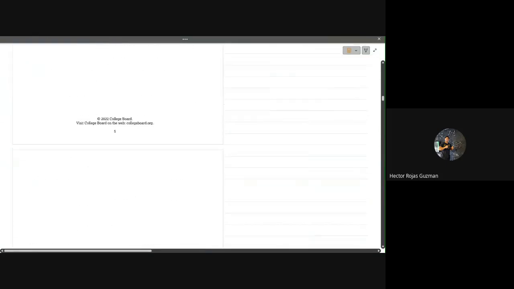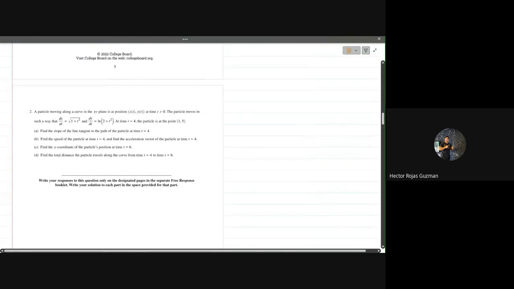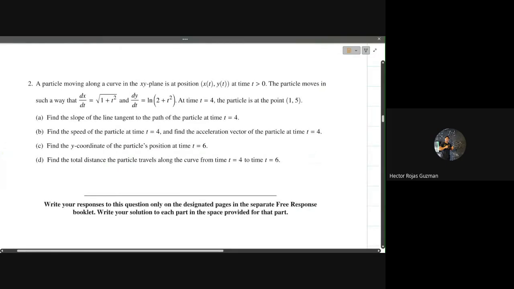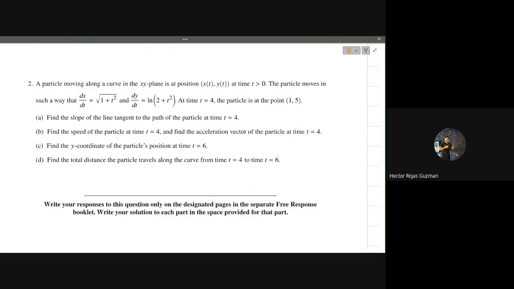All right, number 2. A particle moves along the curve. Okay, we got a parametric. We got your x component, you got your y component. And they give us an initial condition. At t is equal to 4, x is at 1, and y is at 5. A, find the slope of the line tangent to the particle. Okay.